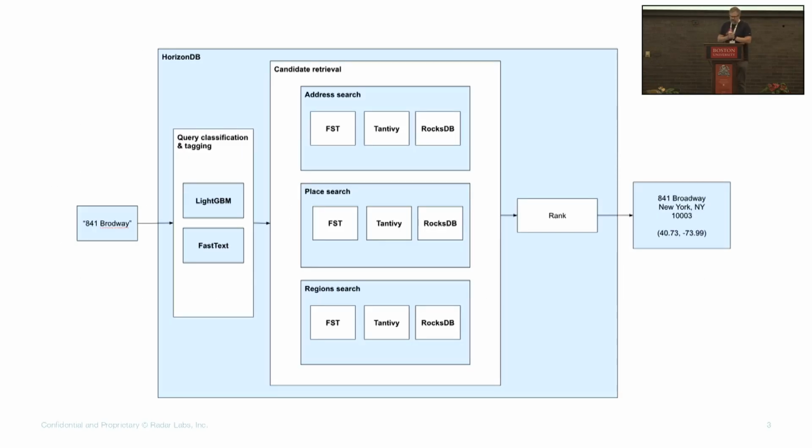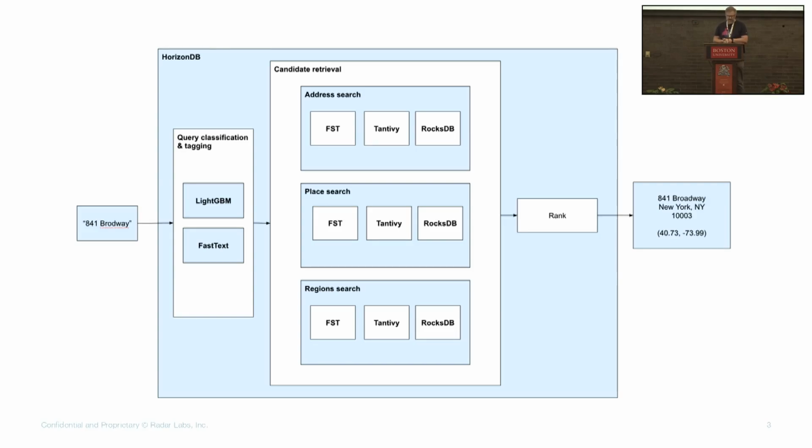So here you can see the overall infrastructure design of HorizonDB. That big box in the middle there is Horizon. It is a single binary written in Rust. So everything you see in that big box is part of a single executable. I'll get into all these boxes, what they are and how they work.